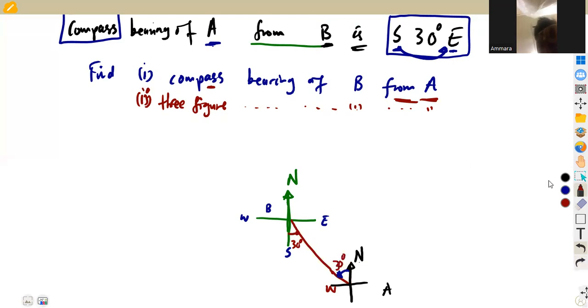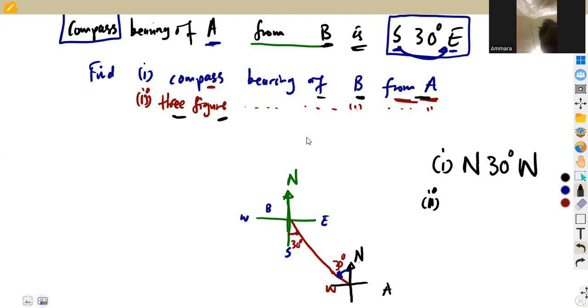So therefore, our compass bearing in this case is going to be north 30 degrees to the what? To the west. From north, moving 30 degrees going to the west. So that is going to be the idea there. Compass bearing. But for 3-figure bearing now, the item 2, 3-figure bearing of B from A.